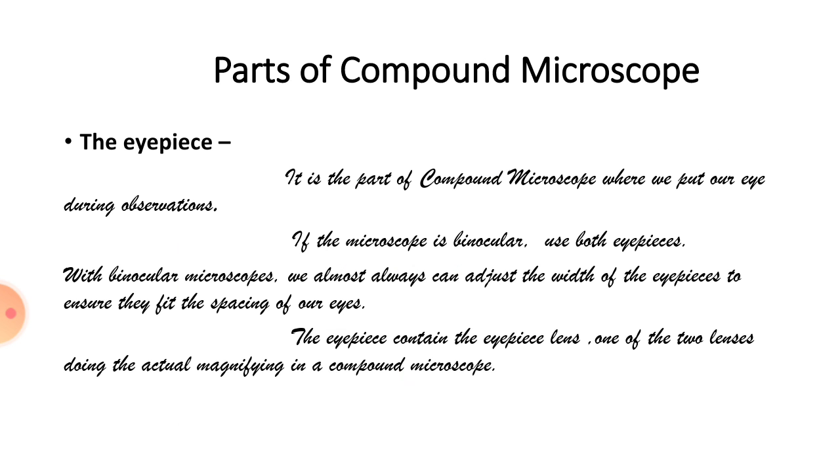Let's start with the eyepiece. It is the part of the compound microscope where we put our eye during observation. If the microscope is binocular, we use both eyepieces. With a binocular microscope, we almost always can adjust the width of the eyepieces to ensure they fit the spacing of our eyes. The eyepiece contains the eyepiece lens, one of the two lenses doing the actual magnifying in a compound microscope.